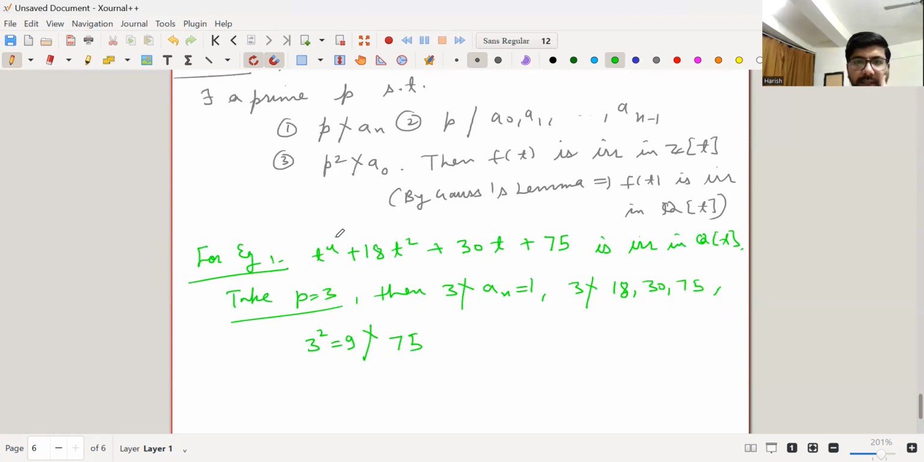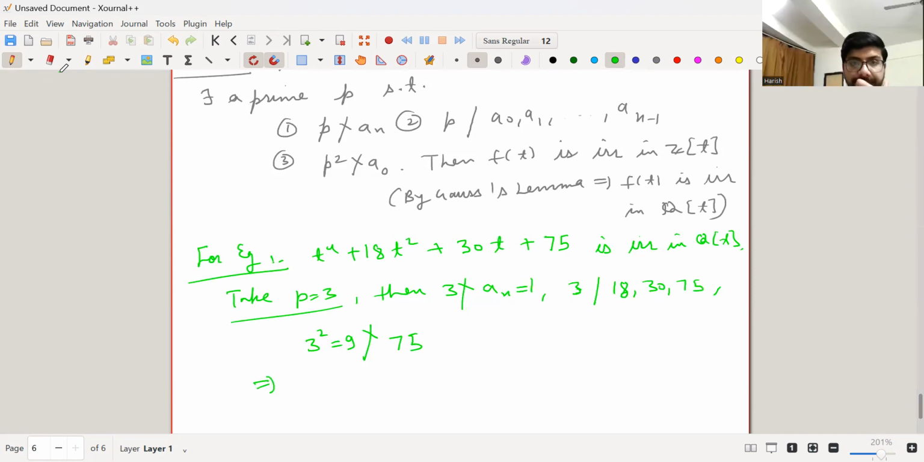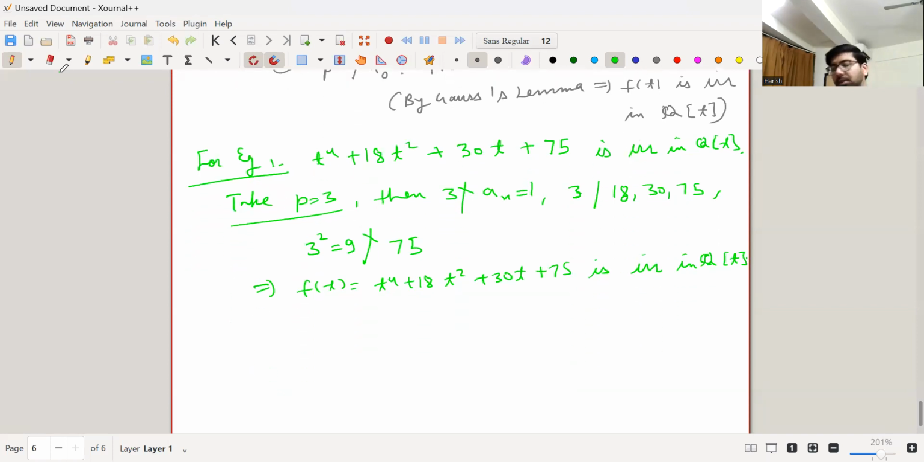Oh, I made a mistake here. Here it should be divide. 3 divides, right? So this is right. So this implies that f(t) is equal to t^4 plus 18t^2 plus 30t plus 75 is irreducible in Q[t]. So it gives a wide range of irreducible polynomials in Q[t].